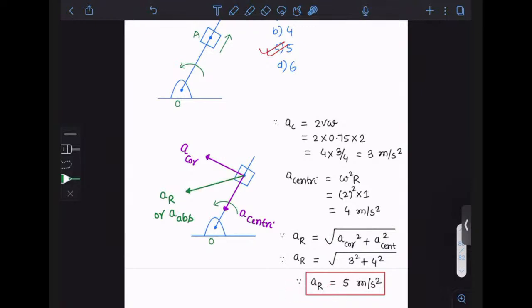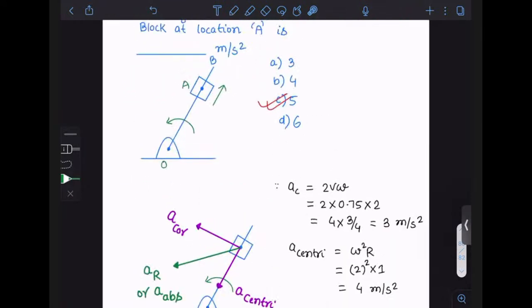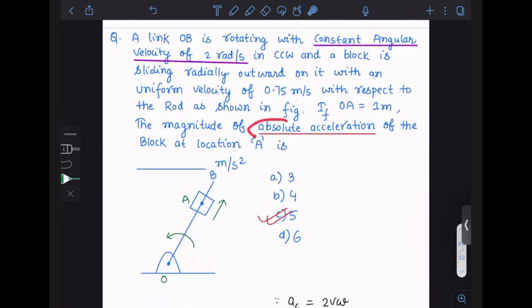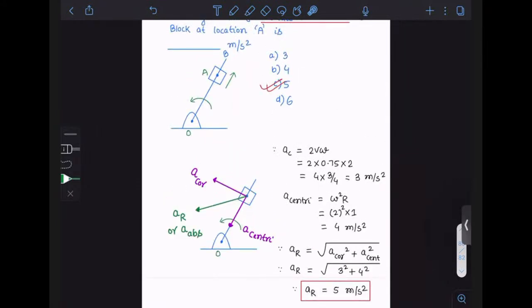I hope this part is clear. Everyone, please let me know in the chat box. Yes, whenever it is asked to find the absolute acceleration, we can easily find it. Always take care of the wording in the problem, whether they ask you to find absolute acceleration or Coriolis acceleration. This is important. Please note down this part, and then I'm going to discuss the next topic today.